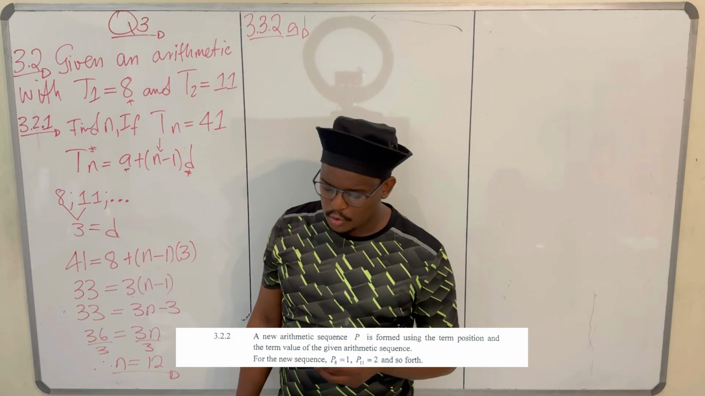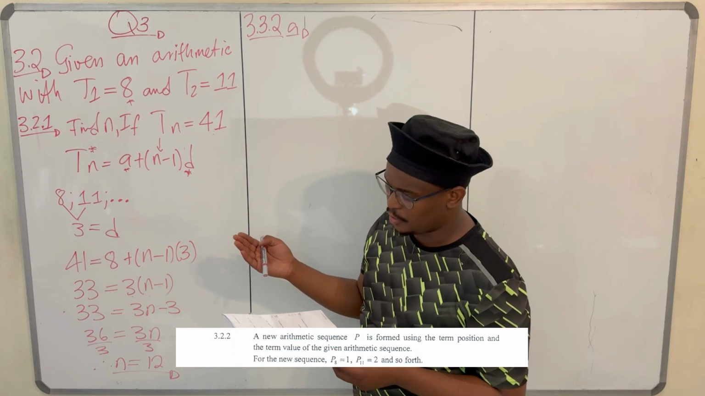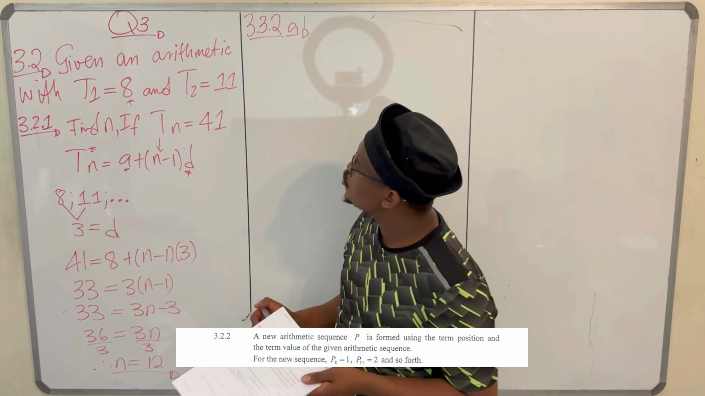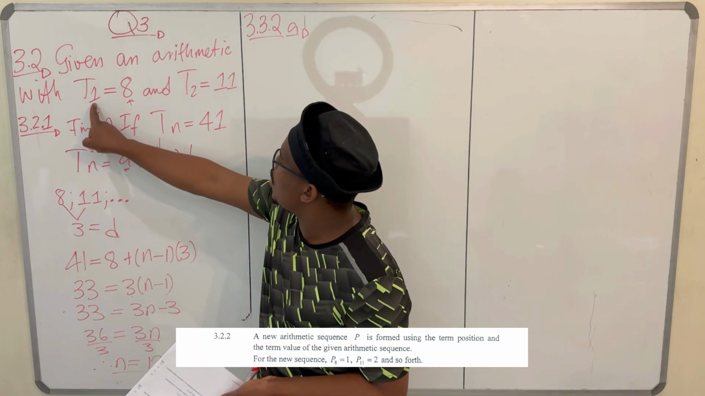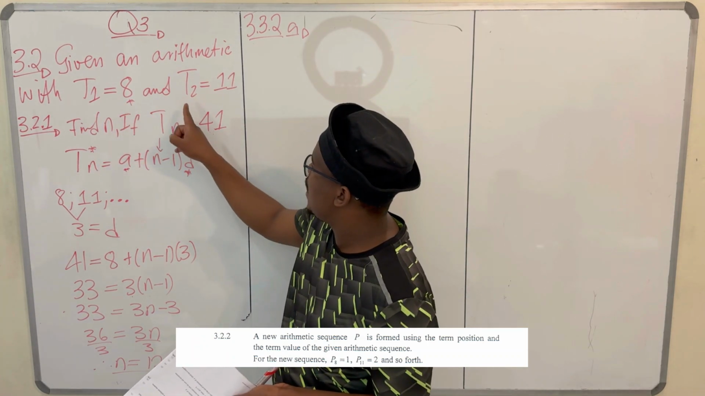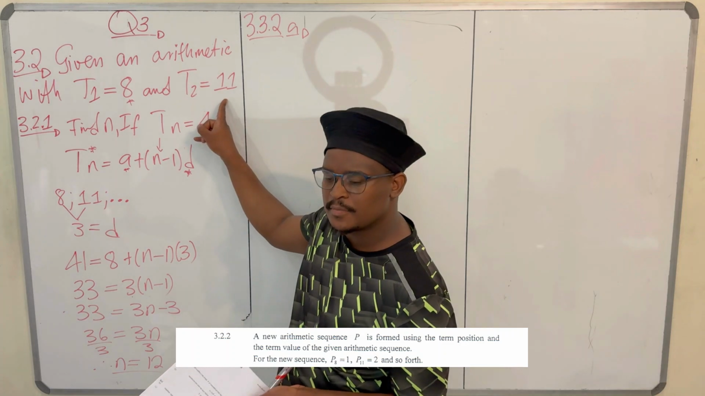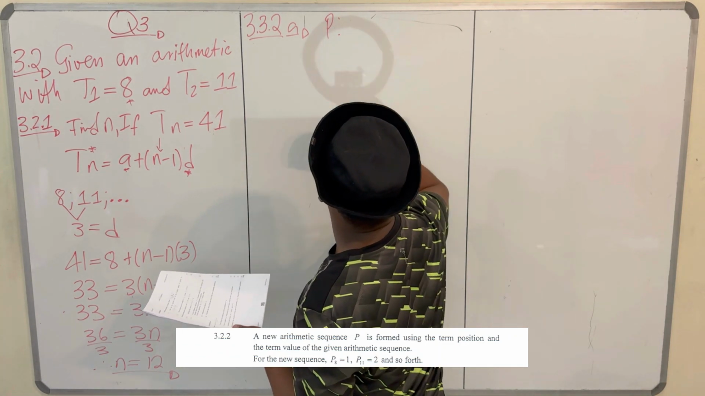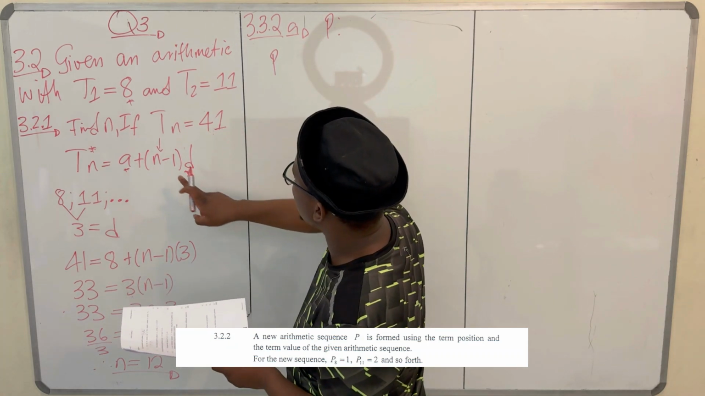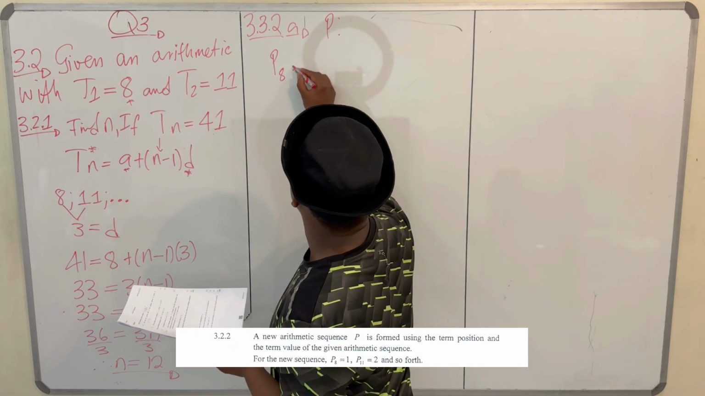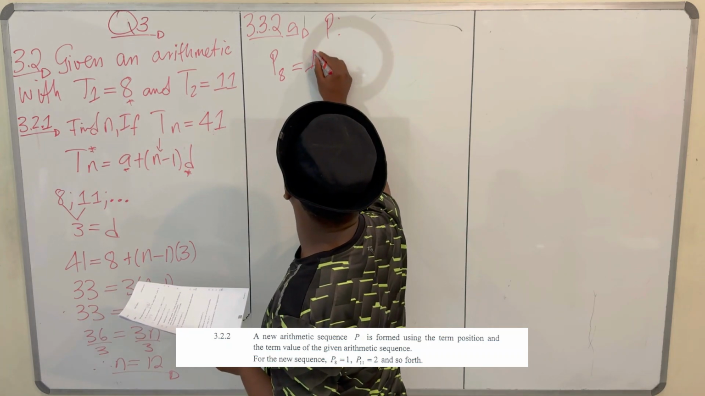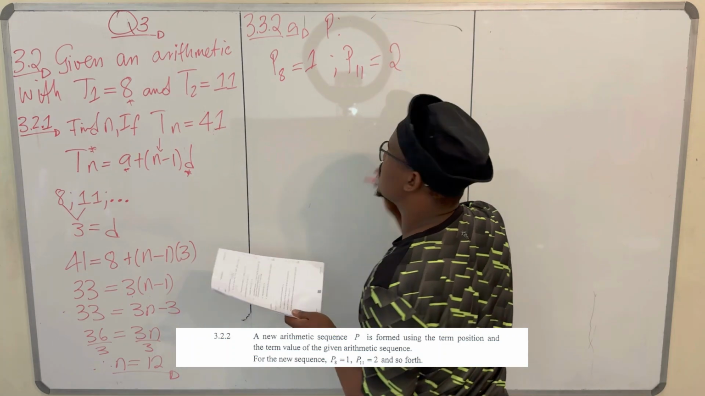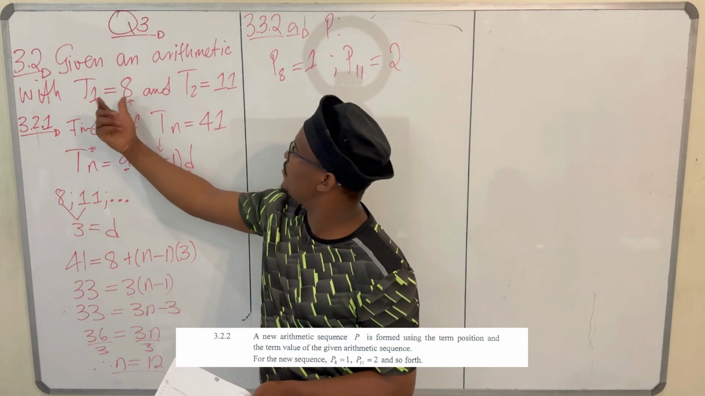No problem. So they are saying there's a new arithmetic sequence that is formed, and it is formed with the term position and the term value. So what is happening is, you have term 1 to be 8 and term 2 to be 11. Things are changed now. You have another sequence P. So P of 8 would be equal to what? That value there is 1. And P of 11 is equal to 2. That's what they're saying. So these numbers are reversed.